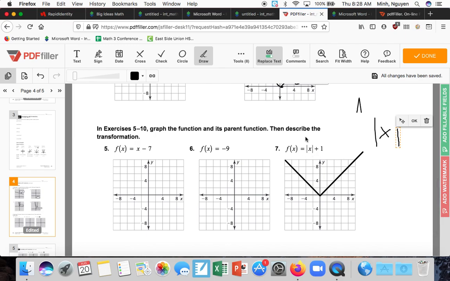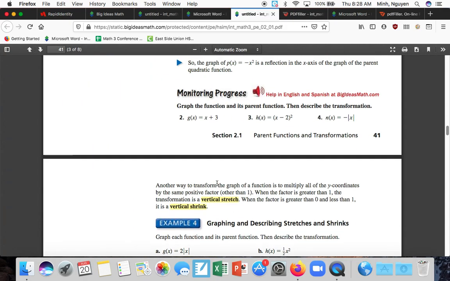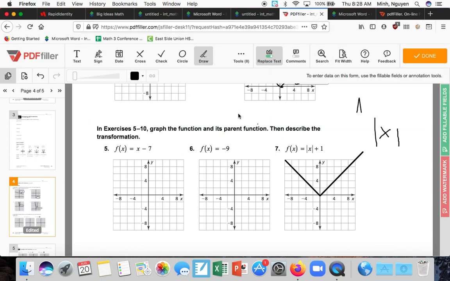But then we have a +1. So looking at our previous stuff, we know that this +1 makes it a vertical translation 1 unit up. And so I will do that. I will just go up by literally 1. So you should be careful of units, right? Because the units go by 2s. And so if I want to go up 1, it should be right between, right? And then the slope is the same.